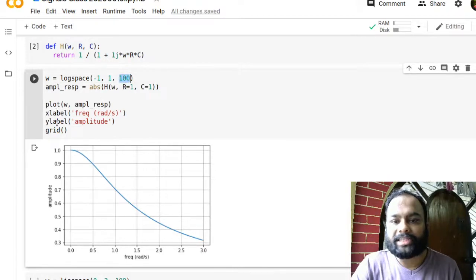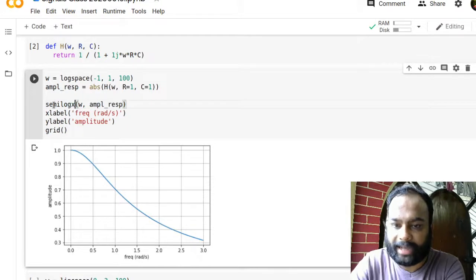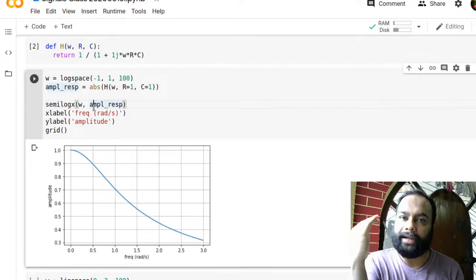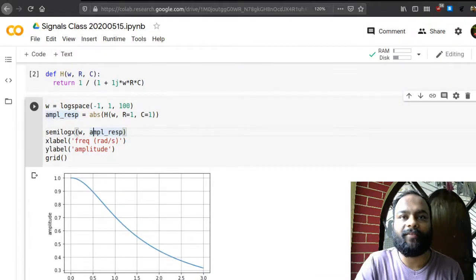Now instead of using the plot command, we shall use this command, semilogx. It tells Python that I want a semi-logarithmic graph.